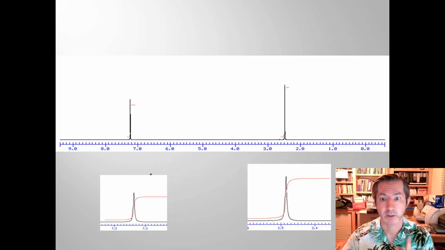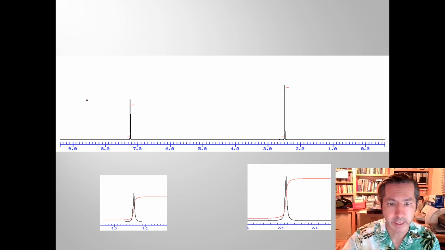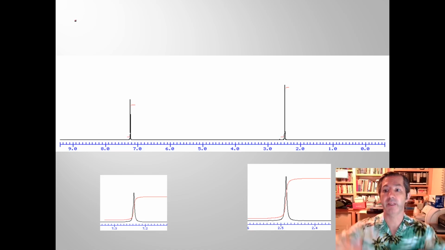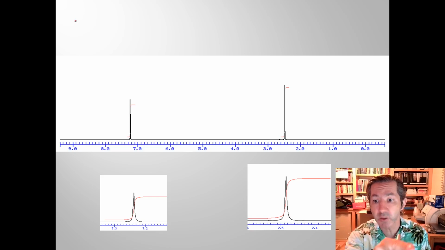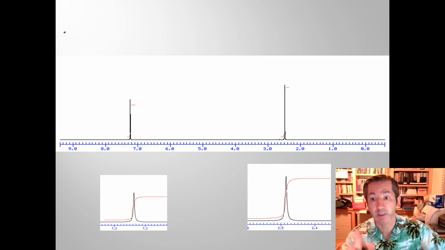That's useful. So let's take a look at an example right here. And this guy right here, I'm going to give you the formula and we're going to figure this guy out. Out of the 20 or 30 million known organic compounds out there, we're going to use these 2 peaks to figure out what this compound is. Think we can do it? Oh, you're skeptical, huh? Well, guess what? We're going to do this.